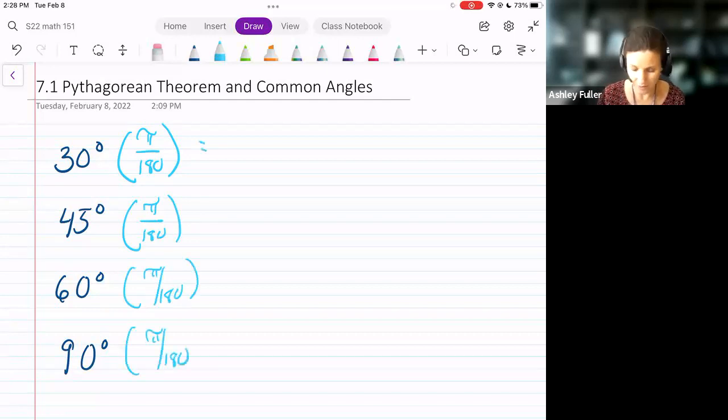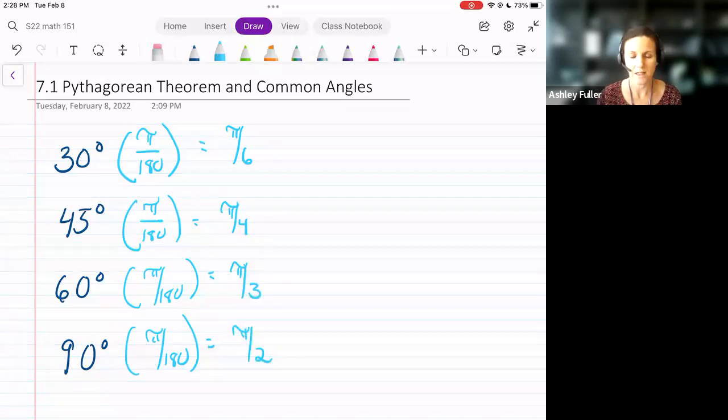And we are not going to put these in decimal form, but rather convert them in fraction form. We get pi over 6 is 30 degrees, pi over 4 is 45, pi over 3 is 60, and pi over 2 is 90. And this one is kind of the base that I use for everything.